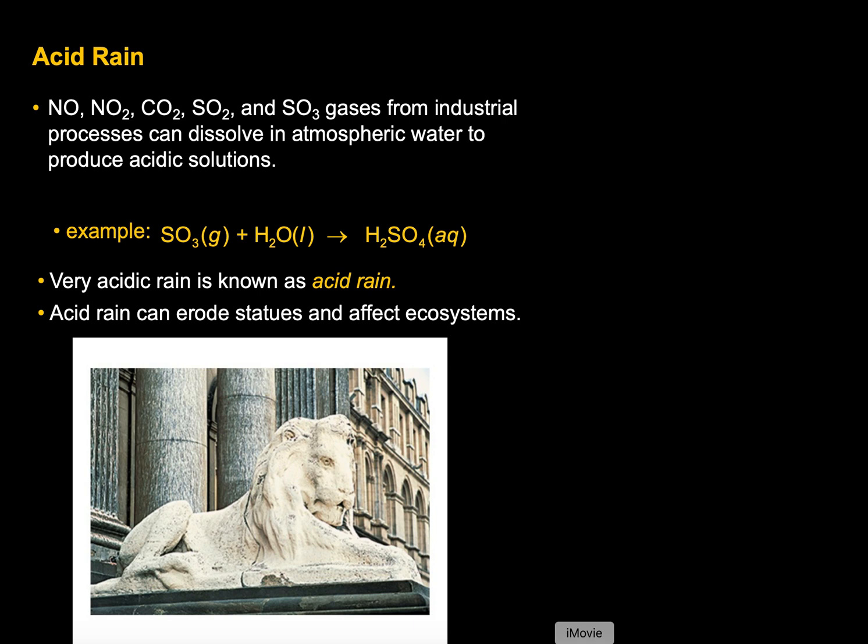So very acidic rain is called acid rain. And acid rain can erode statues and affect ecosystems, as we see here in this structure. Erosion from acid rain. And this concludes our video on acid-base indicators and reactions.